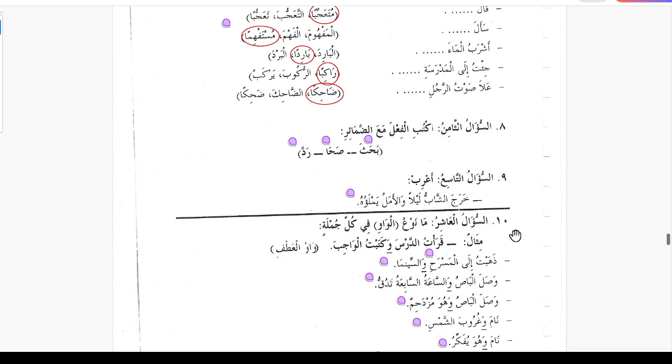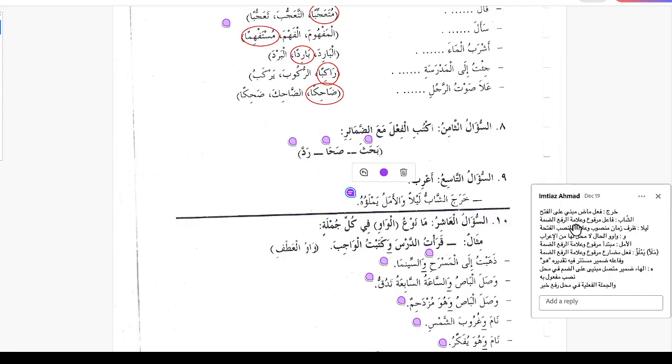Okay, question number 9, i'rab. We have to give the i'rab of this sentence. So kharaja, we know kharaja is fi'lu madin mabniun ala al-fathi, and ashabu is fa'ilun marfuun wa lamatu rafi ad-damma. Laylan, we know that zarfu zaman mansubun wa lamatu nasbi al-fatha. When did he leave? He left at night. So this is the time. Zarfu zaman mansubun wa lamatu nasbi al-fatha. Wawul hali la mahalla laha min al-i'rab. This is the wawul hal.